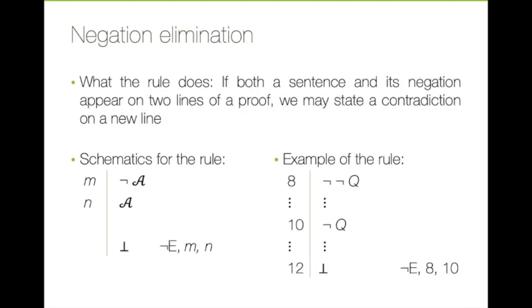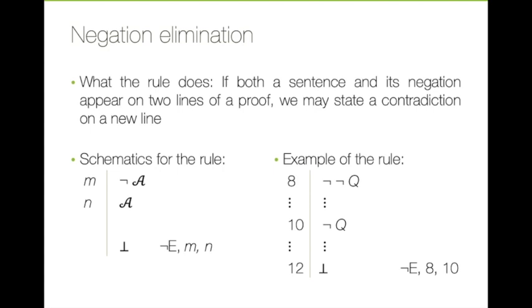Negation elimination is the last of the rules we'll cover in this video. This rule works a little differently from our other elimination rules. We don't exactly have a rule for dropping a negation symbol out of a sentence. Instead, negation elimination depends on showing that the assumptions of an argument lead to a contradiction.